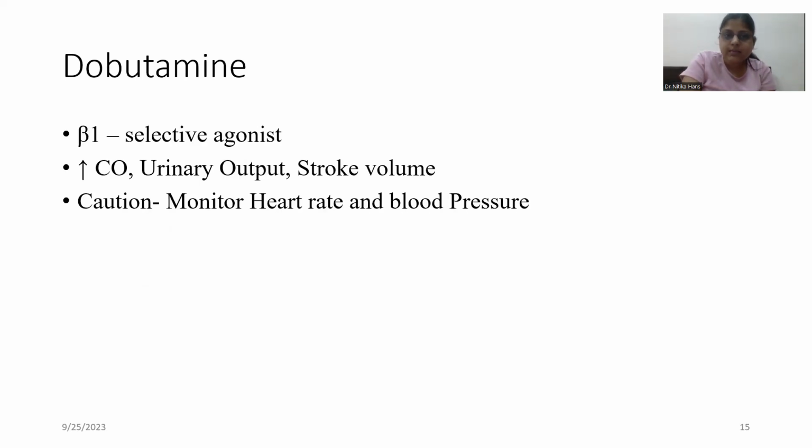Dobutamine is a beta 1 selective agonist, so it will increase the heart rate, cardiac output, and stroke volume, and urinary output will increase. The caution is to monitor heart rate and blood pressure. So that's all with the vasodilators, inodilators, and inotropic agents.